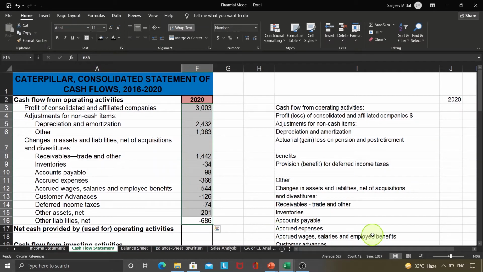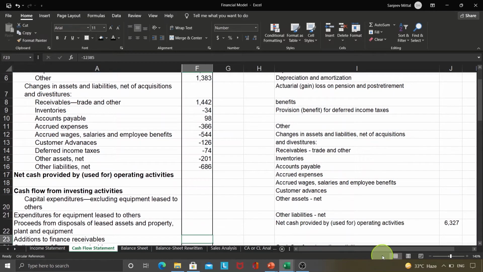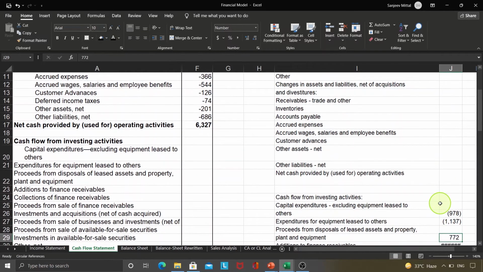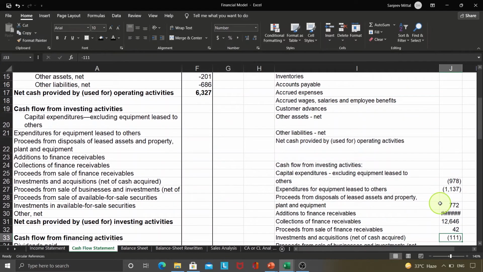And after that, if you adjust all of these numbers, if I show you the adjustment of all of these numbers, you can see the total is 6327, which you can see as net cash provided by operating activities, and I am using the black color here, so you can see the same number we have received. And after that, let's come to our investing activities.